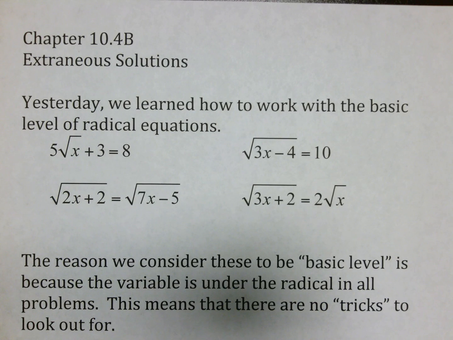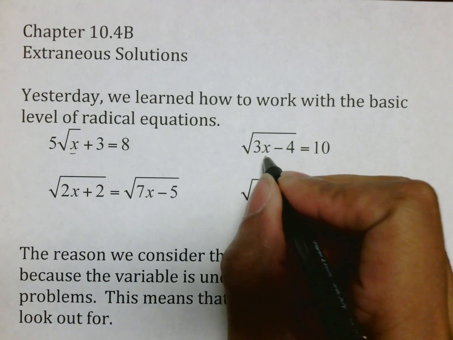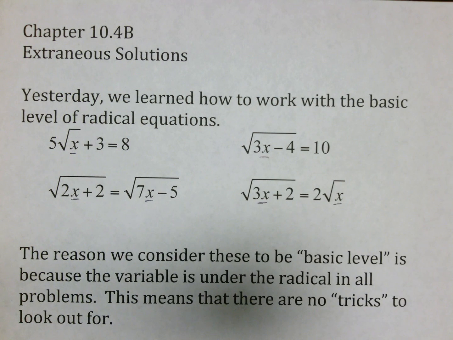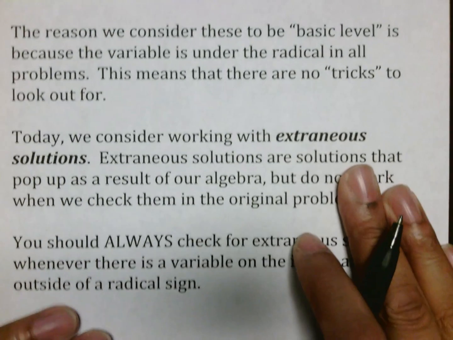Second day of 10.4 is focusing on what we call extraneous solutions. Yesterday we learned how to work with basic level radical equations. These were the types of equations we looked at. The reason we consider those to be basic level is because we recognize that the variable in each of these, even when there are two variables, every variable is underneath the radical. So there aren't any tricks really to look out for, and so we just solved it and we trusted our answers, and that was it.